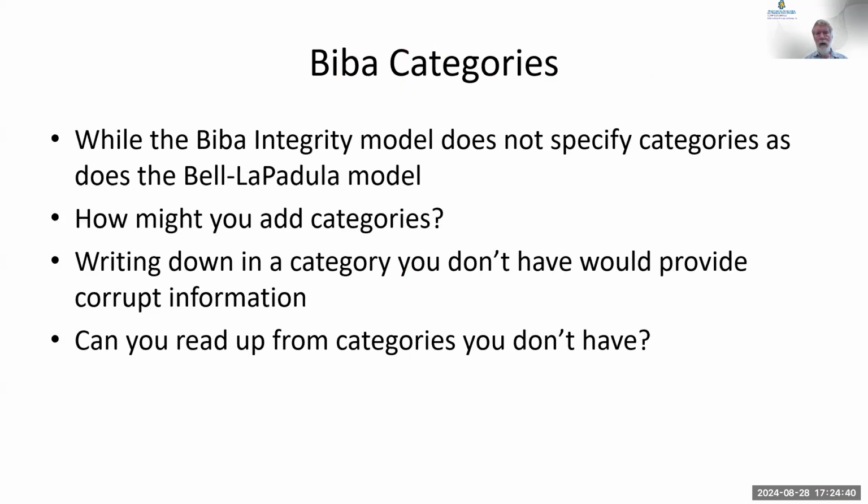You might think about Biba categories. How would you do that? You wouldn't want to write to categories that you don't have, because then you'd be corrupting information. Can you read from categories you don't have? We're not terribly interested in keeping information confidential. We're trying to keep it trustworthy. So Biba doesn't have categories, but you might think about how you might add categories to that. Again, you have to remember it's integrity, not confidentiality.